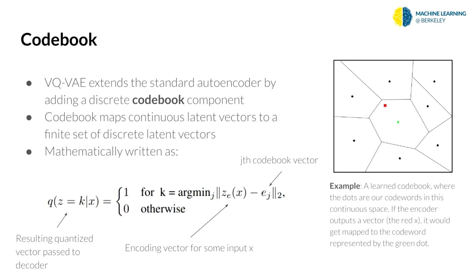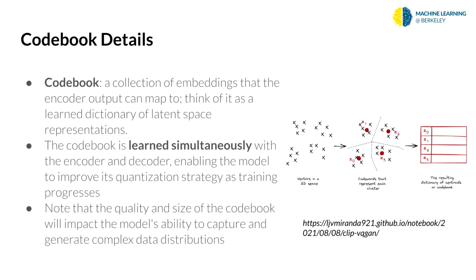Okay, pushing on this a bit further, these are the actual implementation details of how the codebook works. The fuller definition of a codebook is a collection of embeddings that the encoder outputs can map to. Think of this as a dictionary of latent space representations that's learned over time. This codebook is learned at the same time as the encoder and decoder, which enables the model to improve its quantization strategy as training continues. The way the codebook is actually learned is by using clustering techniques, just the most basic clustering techniques.